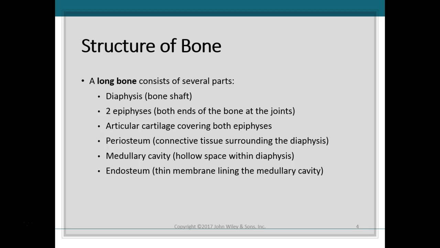So it's going to be a space that runs the length of the diaphysis. And then the endosteum, remember endo means inside, so the endosteum is a thin membrane that lines that medullary cavity. So you should see here you've got two words that look very similar, periosteum and endosteum. Peri means around, oste refers to bone, and the eum is typically going to mean a covering. So a covering around the bone and within the bone.